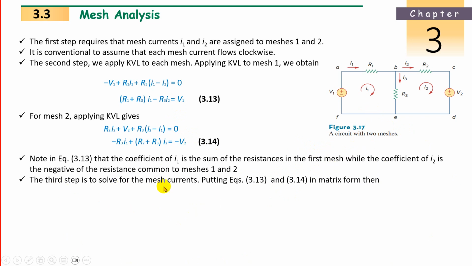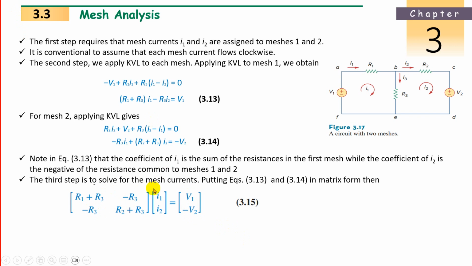The third step is to solve the mesh currents, putting equations 3.12 and 3.13 in matrix form using Cramer's rule. The first row is R1 plus R3, minus R3. The second row is minus R3, R2 plus R3. Multiplying I1 and I2, and on the other side V1 and minus V2.